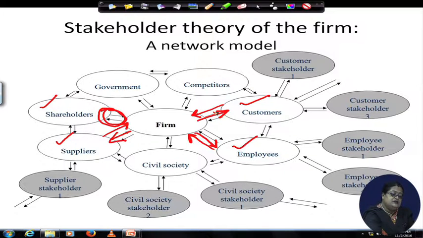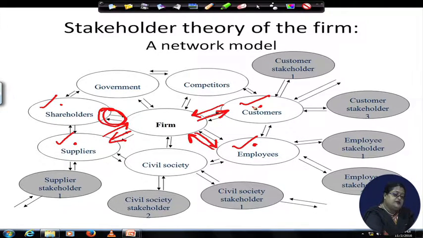Next, these are taken to be the primary stakeholders: shareholders, suppliers, employees and customers are taken to be the primary stakeholders of the organization, because the organization can visualize a direct connect between what they are contributing to the firm's performance and objectives.